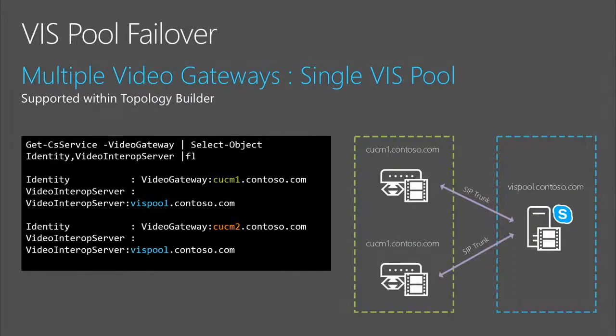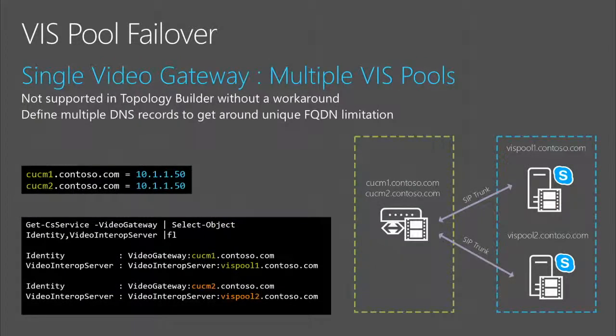I have some examples here in PowerShell of some of the new services, like the video gateway identity. You can see I've got 2 different unique FQDNs for Call Manager or CUCM, and then I'm just pointing the same Viz pool to both. So Viz has 2 routes to go in case one of them doesn't work. Real straightforward.